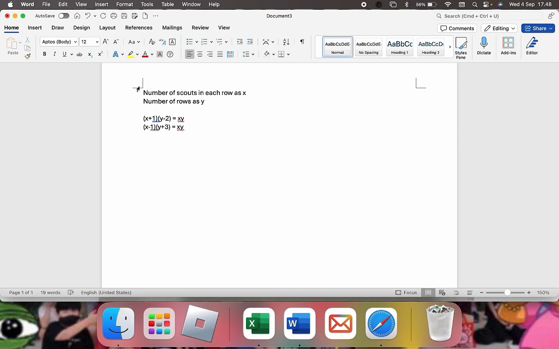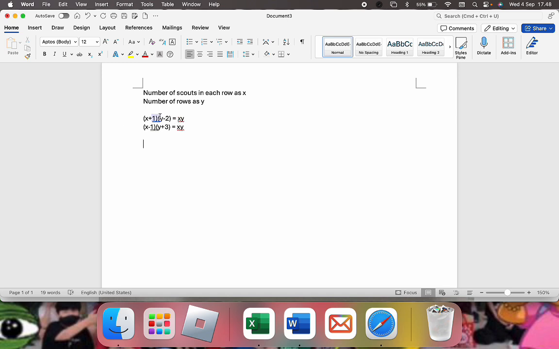Why is it like that? Because, think about it. Even if you increase the number of scouts in each row by 1, obviously, the number of rows would decrease by 2, right? Still, that doesn't change the total amount of scouts, right? Common knowledge, guys. So yes, it's xy, just like that.